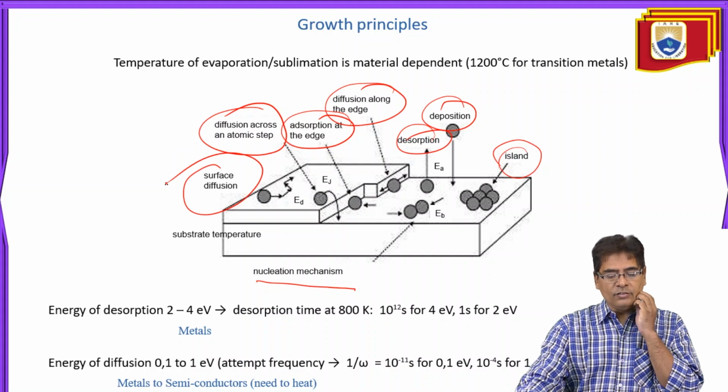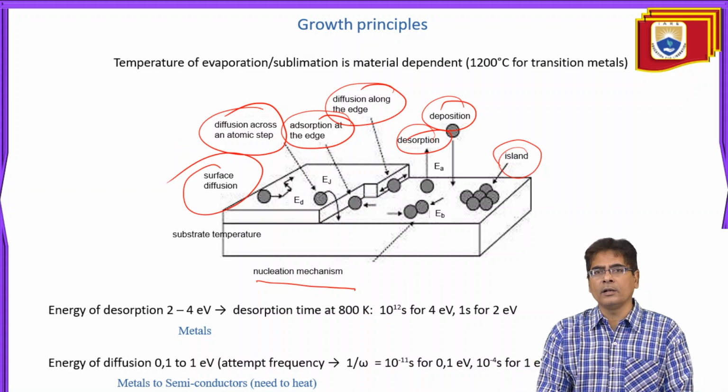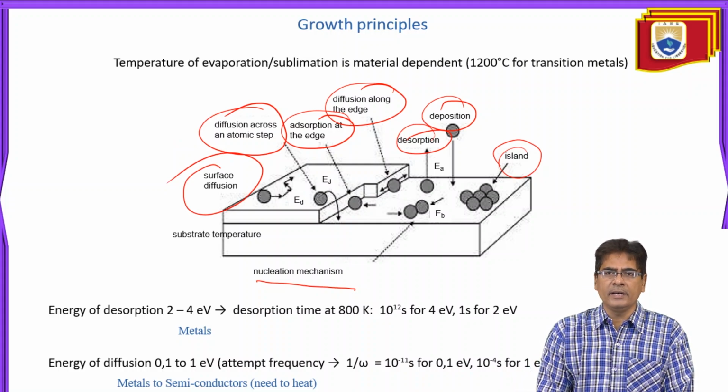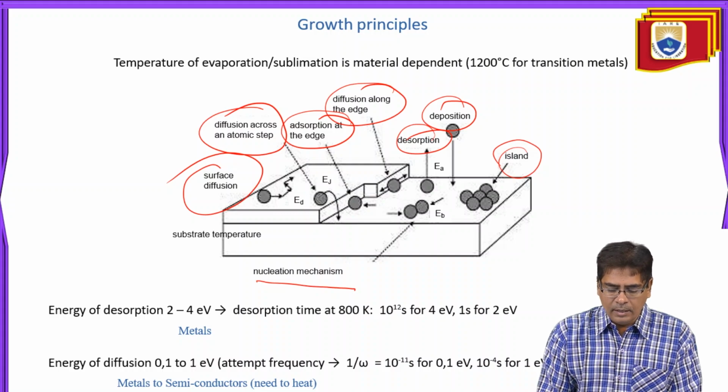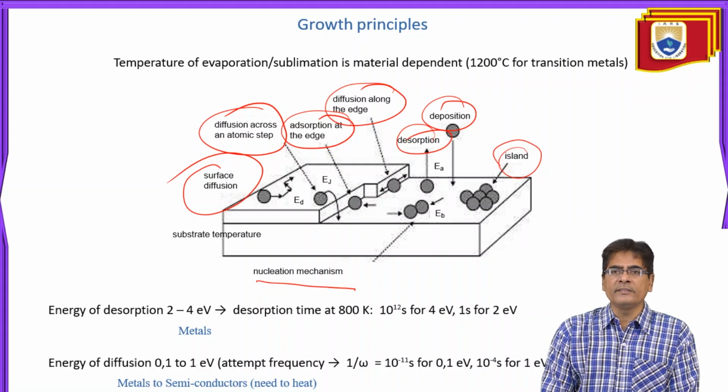So the energy of desorption is 2 to 4 electron volt. Desorption time at 800 Kelvin is 10 power 12 seconds for 4 electron volt, and 1 second for 2 electron volt. That is what happens in the case of metals.